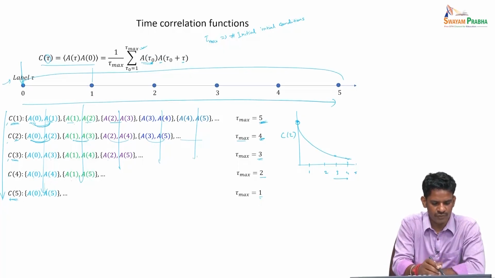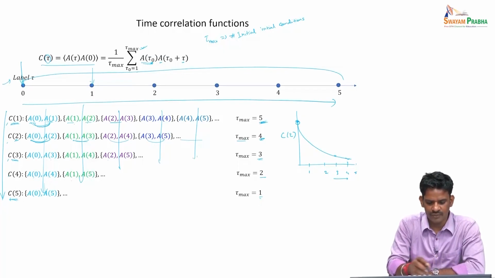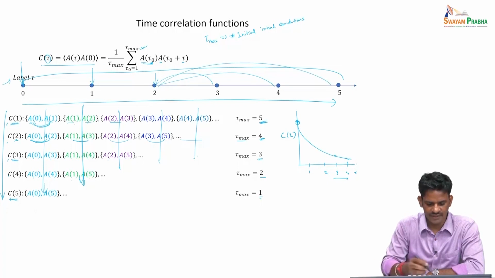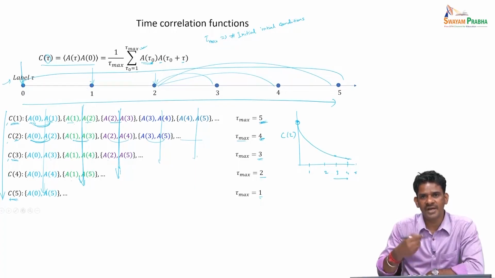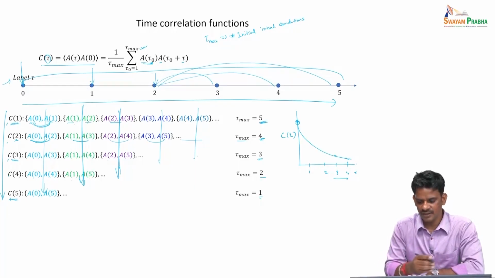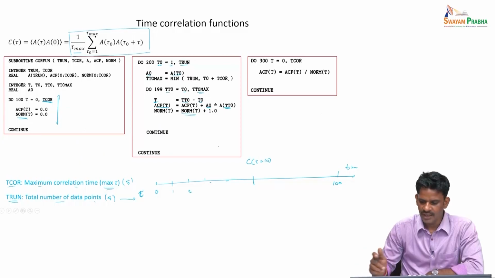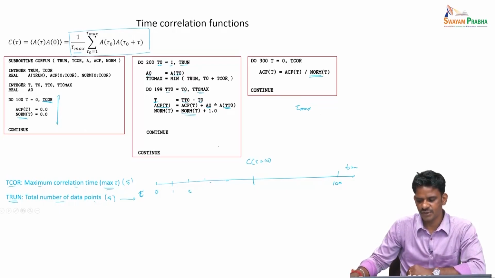Then this counter is moved to 1, then we do 1 2, 1 3, 1 4, 1 5. That means we are going through this way. Then we move the counter to A2, and here we are going to do 2 3, 2 4 and 2 5. That is, we are going vertically down, and by this we can accumulate the correlation function for all the possible tau values. After that we normalize by the tau max, which is the total number of times that we have summed over, and we can plot C of t as a function of time after this.